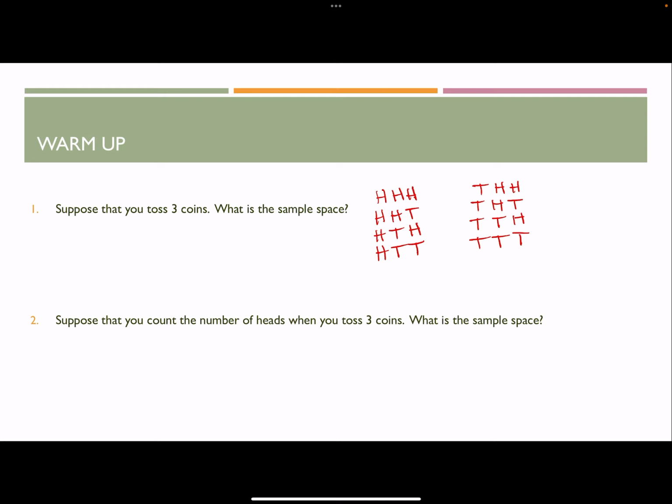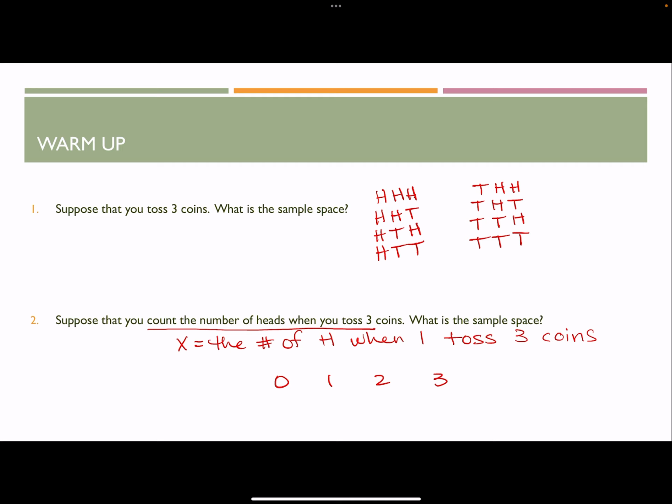Now, let's suppose that I'm going to count the number of heads when I toss 3 coins. What's the sample space? So if I count the number of heads, in other words, I'm thinking about X being the number of heads when I toss 3 coins, I could either get 0 heads, 1 head, 2 heads, or 3 heads, right? That's my new sample space.